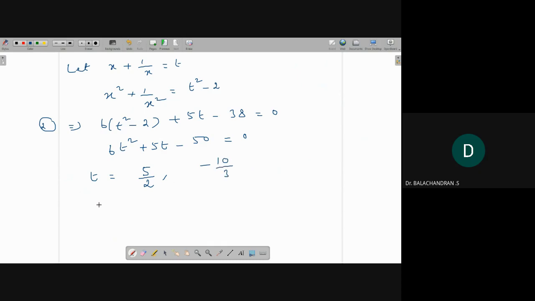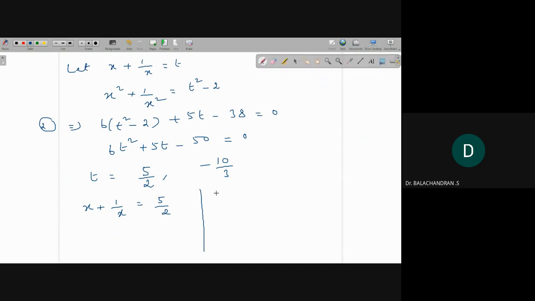So now t equal to x plus 1 by x is equal to 5 by 2, and similarly take x plus 1 by x is equal to minus 10 by 3. I need the final answer for this equation. I don't write it here, but you should find it out. What is the equation you have? 2x square minus 5x plus 2, and here 3x square plus 10x plus 3.